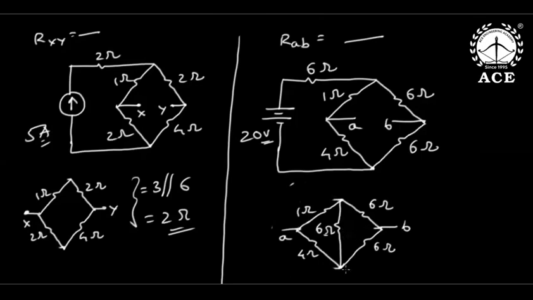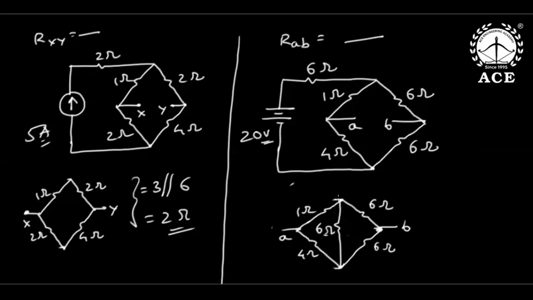Now see, sir, this becomes a bridge structure, because this 6 ohm cross arm element is there. But is the bridge balanced? No, sir. The bridge is not balanced, because 1 into 6 is not equal to 4 into 6. Please understand that.